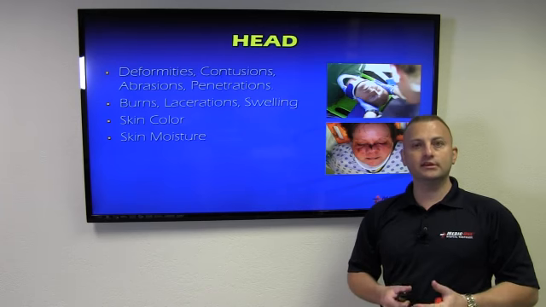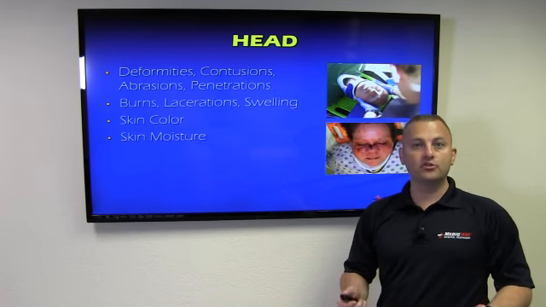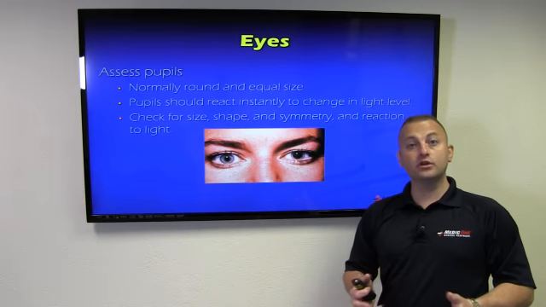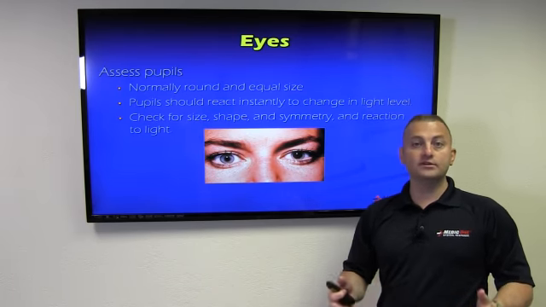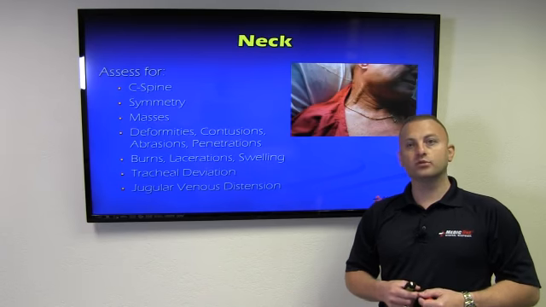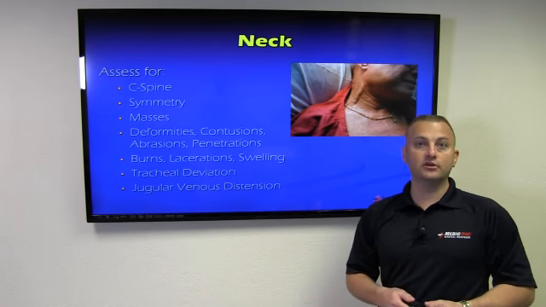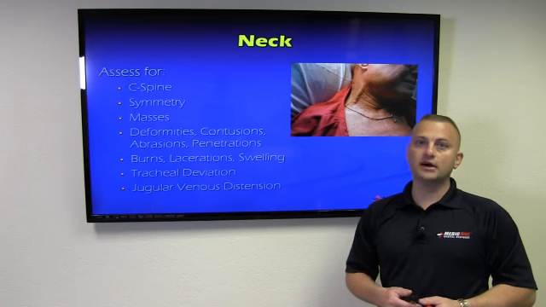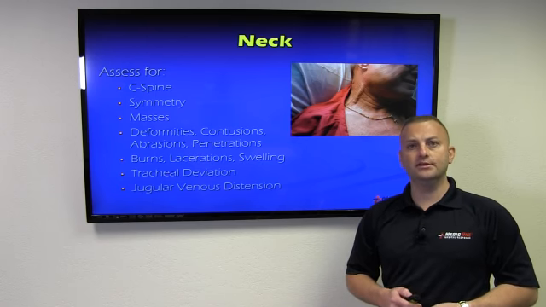We're going to be assessing the head for skin color. We want to look at their skin moisture. Are they dry? Are they diaphoretic? We're going to look at the eyes and the pupils. Are they equal, round, and reactive to light? Are they symmetrical? We're also going to look at the patient's neck. Do they have any presence of JVD or jugular venous distension? A lot of times medical patients, chronic medical patients, will have the presence of JVD.